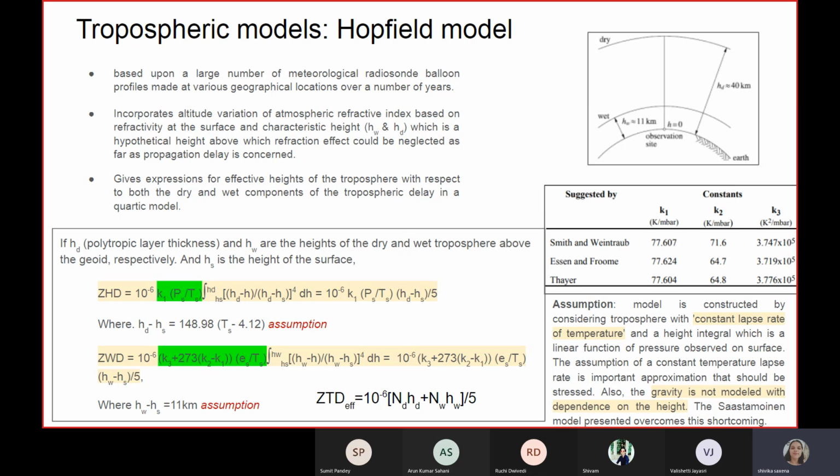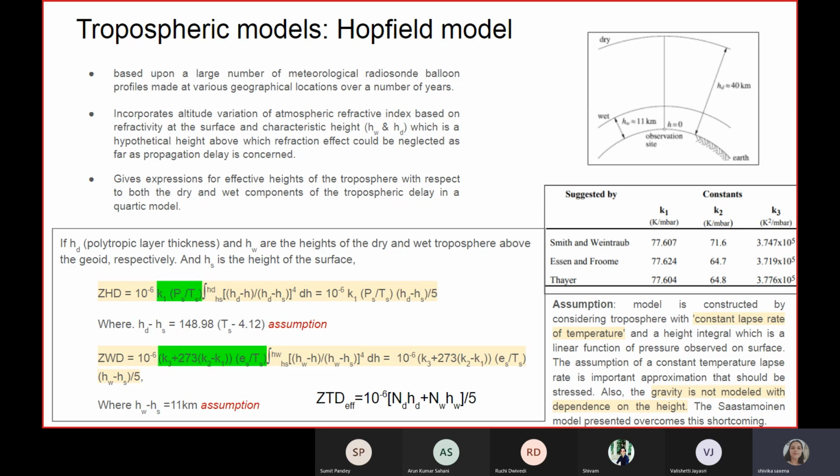Okay, that is the characteristic height. It is a hypothetical height above which the refraction effect could be neglected as far as propagation delay is concerned. So in the figure on the right hand side, you can see there are two types of height. Two circular arcs are there at different heights above the surface of the earth. You can see HW is the wet characteristic height and HD is the dry characteristic height.